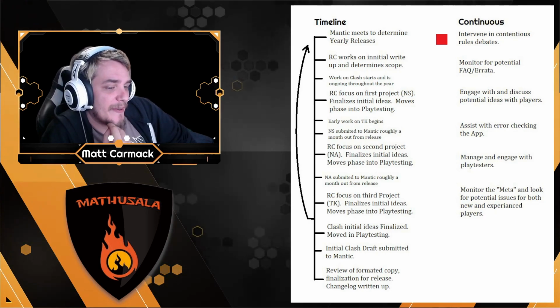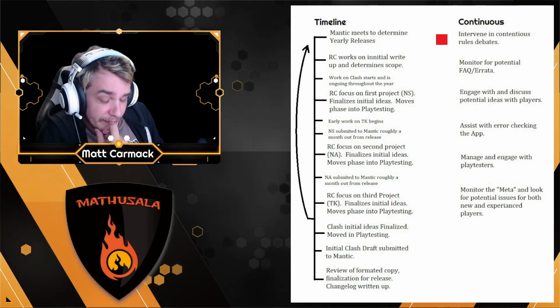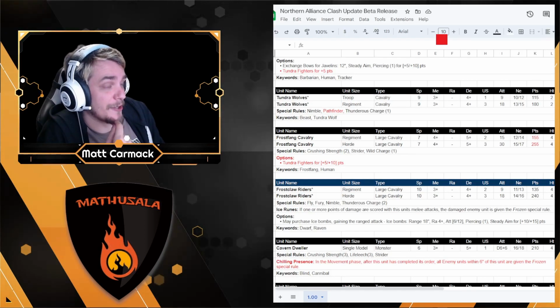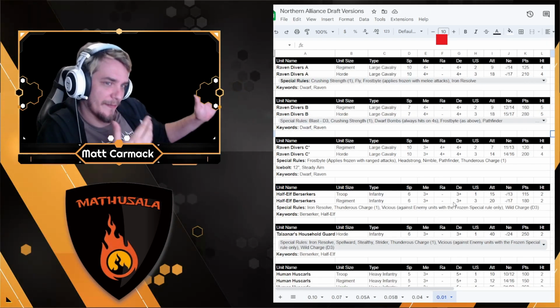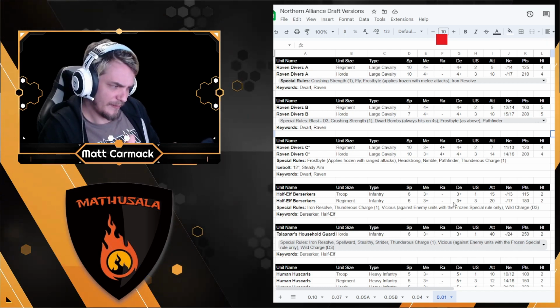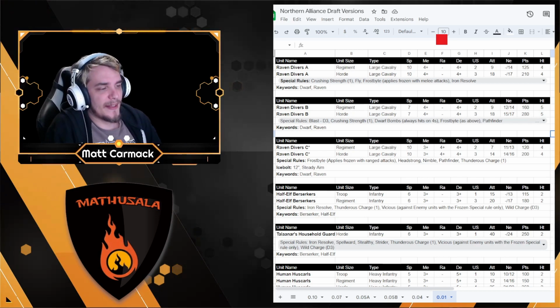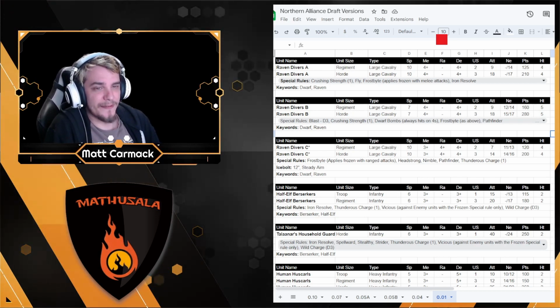And then to showcase that, I have Northern Alliance, to showcase an early version of Northern Alliance and how it evolved from its very first iteration into what it is now. So we had, this is version 0.01. This is the very first Northern Alliance draft that we did.